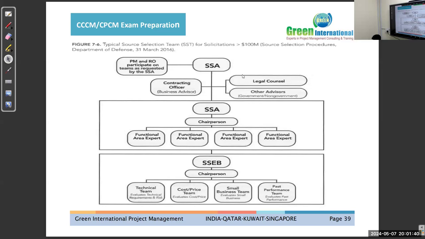As you can see on your screen, the source selection team is shown as per the picture, which is for a project greater than $100 million. For this kind of work, there must be a team which will be involved in that source selection and negotiation process.